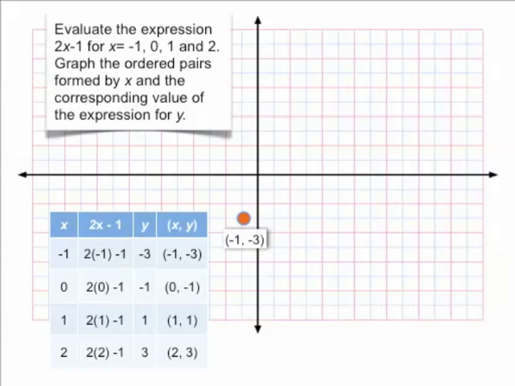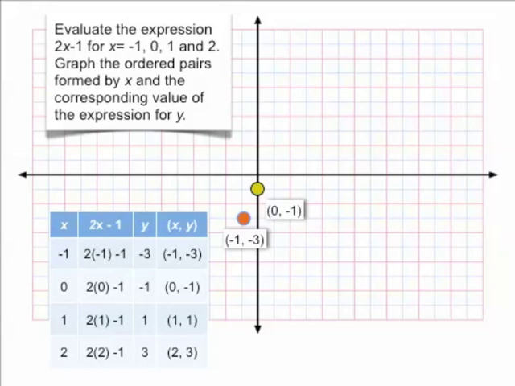Looking at our second ordered pair, 0, negative 1. Again, we start at the origin. First number tells us left or right. 0 is going to tell us nowhere. So we go to the second number, and it's going to tell us up or down. So negative 1 tells us down 1, so we'll move it down 1. And there's the ordered pair 0, negative 1.